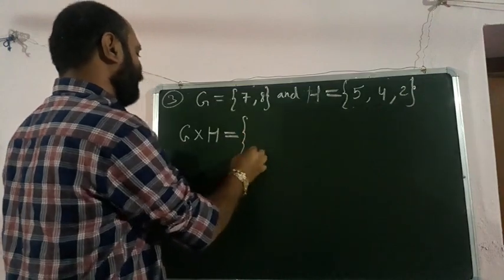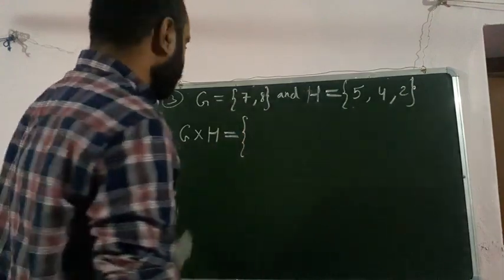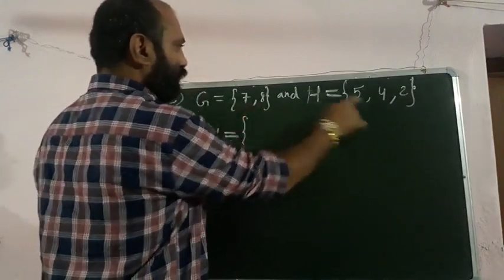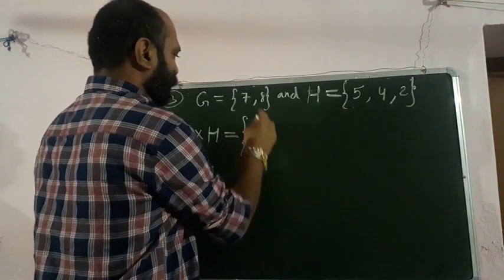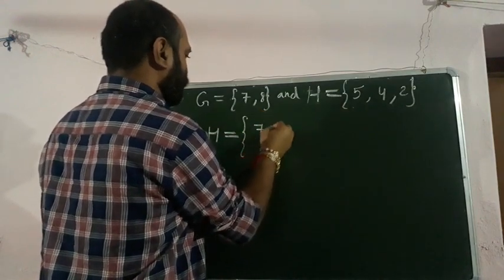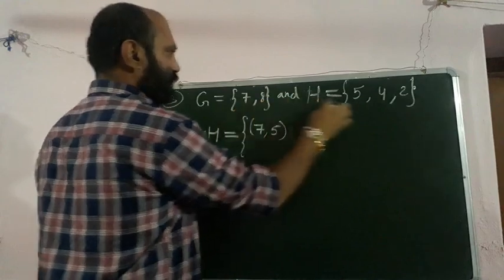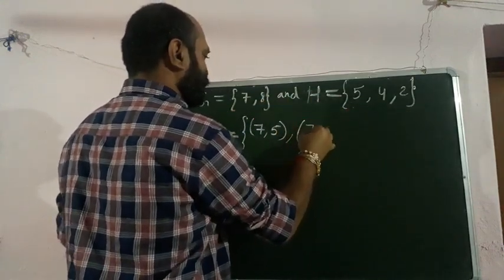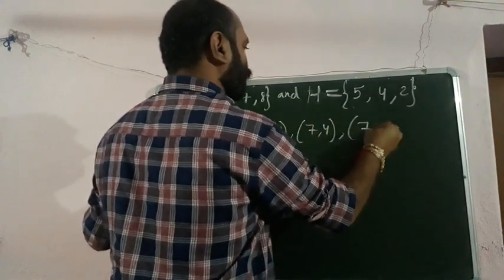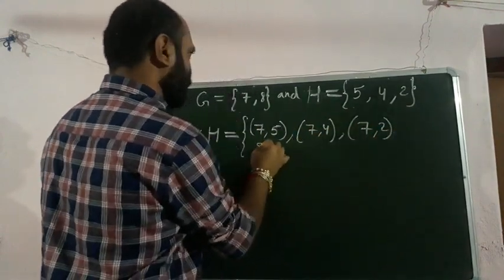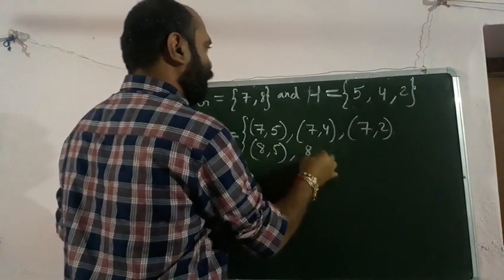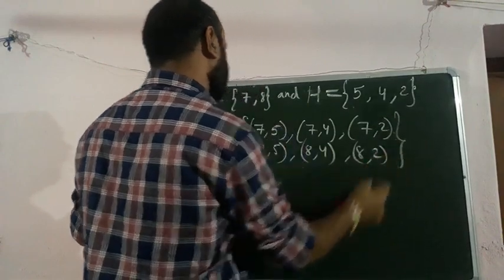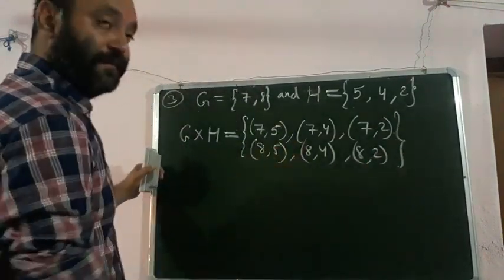As you know the definition of the Cartesian product, it is the set of ordered pairs. So G cross H will have 2 into 3, that is 6 pairs. First we make 3 pairs with 7, then 3 pairs with 8: (7,5), (7,4), (7,2), then (8,5), (8,4), (8,2). So these are the pairs in G cross H.